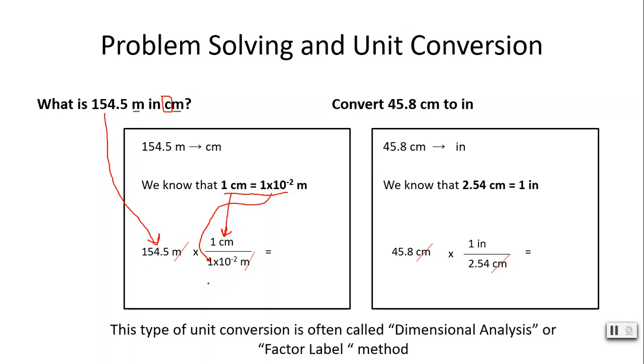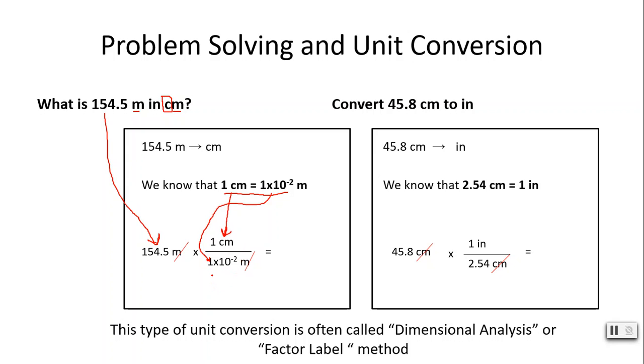So in your calculator, and again, every calculator, depending on the brand, is a little different, but the rule is that numbers in the numerator are on top, get multiplied. Numbers that are in the denominator get divided. So in this case, we would do 154.5. You can go ahead and multiply by 1 if you want, but it's still going to be 154.5. Then you're going to divide, and I know I'm going to divide because of this line here. That means divide by 1 times 10 to the negative 2.